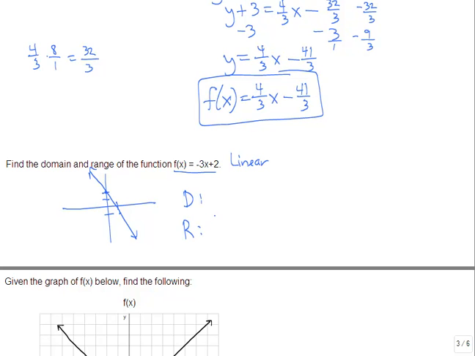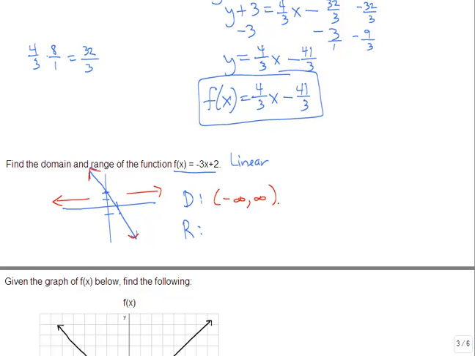Now remember, domain is x's. So when you're thinking about domain, you want to think how far to the left does this go and how far to the right does this go. And because of these arrows, this line continues to go all the way left and it continues to go all the way right. So every x value gets used. So the domain of this line is all real numbers.